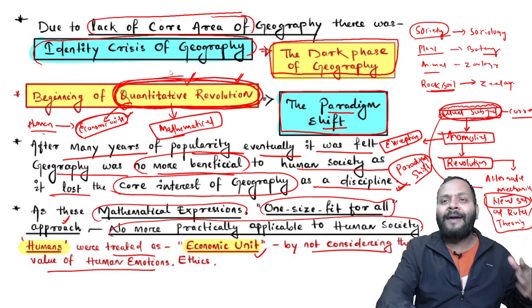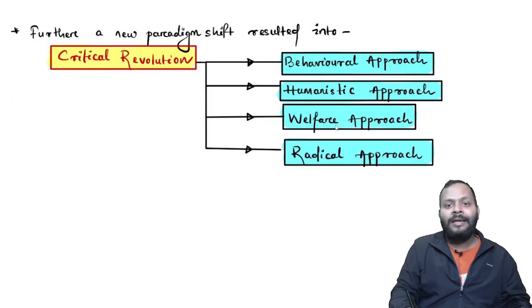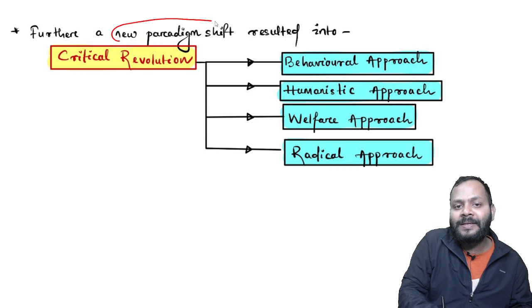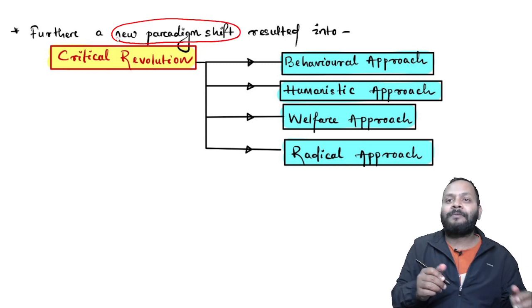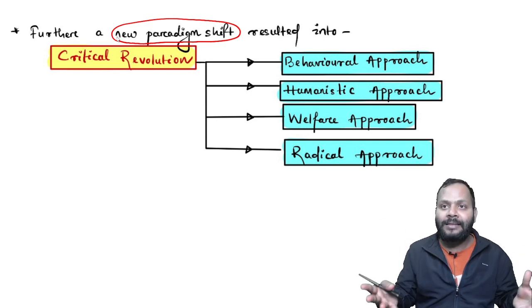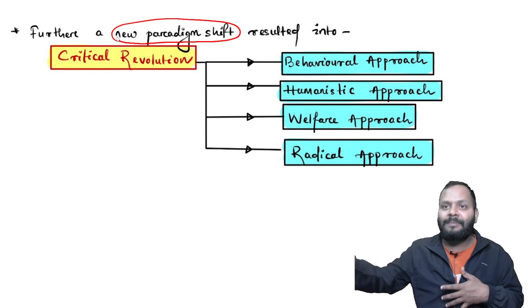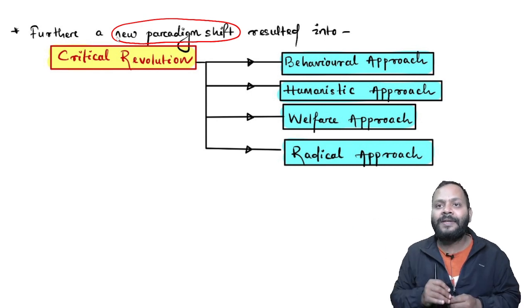So after that, what happened to the quantitative revolution? There is a phase. Can I say that there is a new paradigm shift? In this new paradigm shift, geography should not look like mathematics. If I have to make geography into mathematics, then I must read mathematics. Why should I read geography, right?